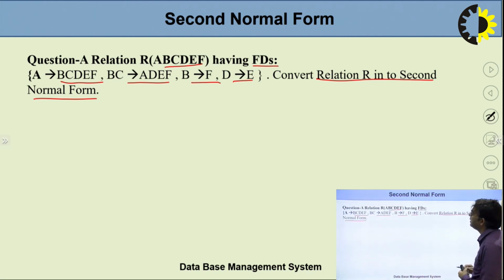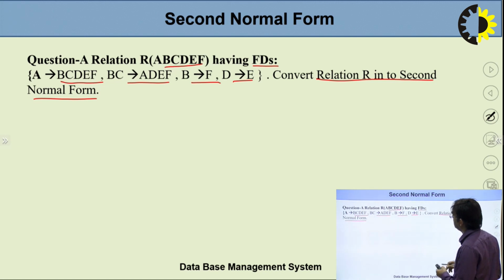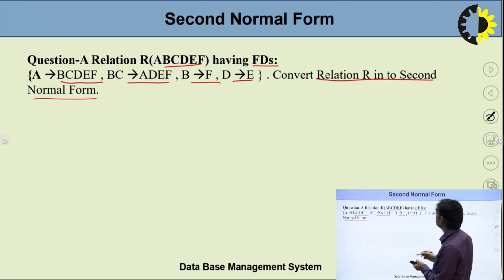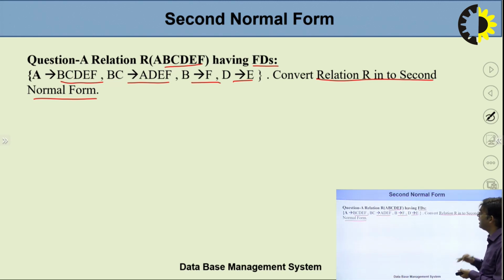What will be the candidate key? We have to check which attributes are not appearing on the right-hand side. In this, A is appearing on the right-hand side, so this rule is not exactly applicable. Then how do we identify it? We have to take closure.